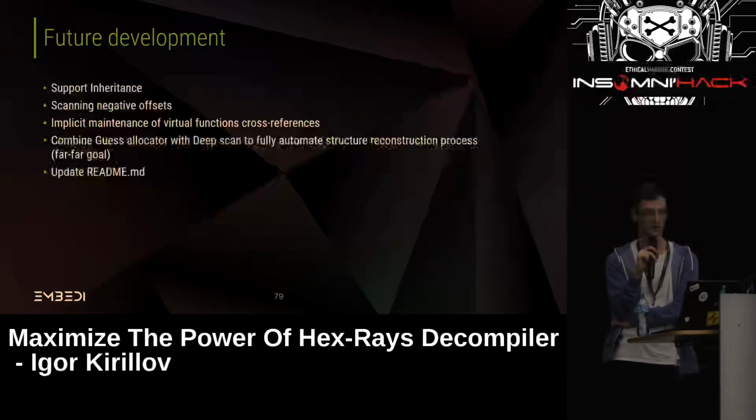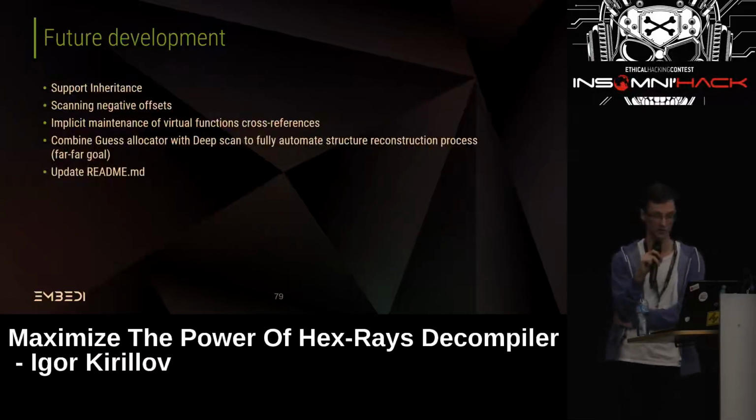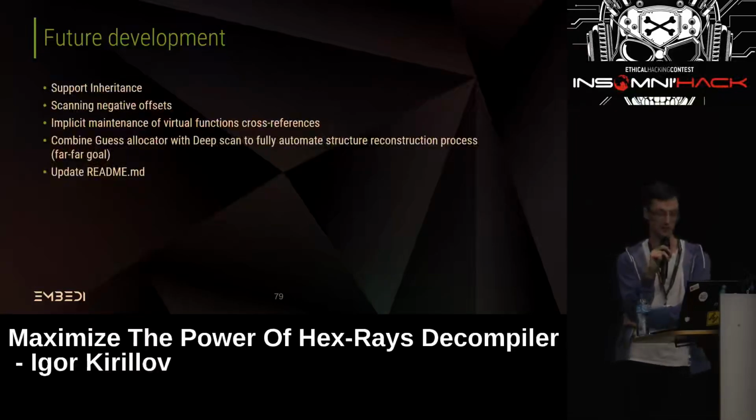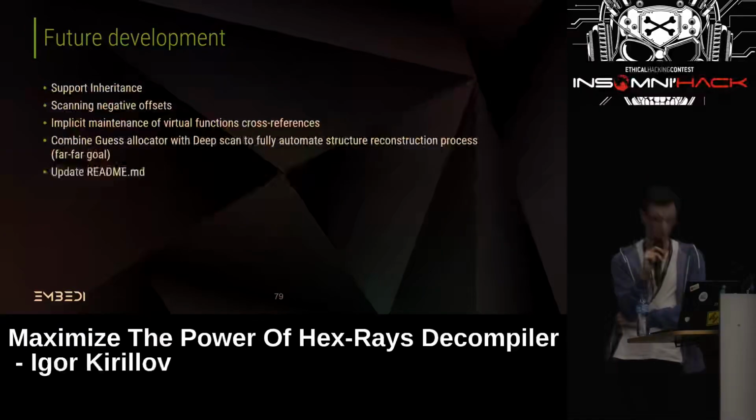Also, I'd like to add scanning negative offsets. They occur in object-oriented code with multiple inheritance. Implicit maintenance of cross-references to virtual functions would allow us to see them through the regular IDA windows and API. And I would be glad if I did that work. And I have a far goal to combine the guess allocator feature with deep scan to fully automate the structure reconstruction process.